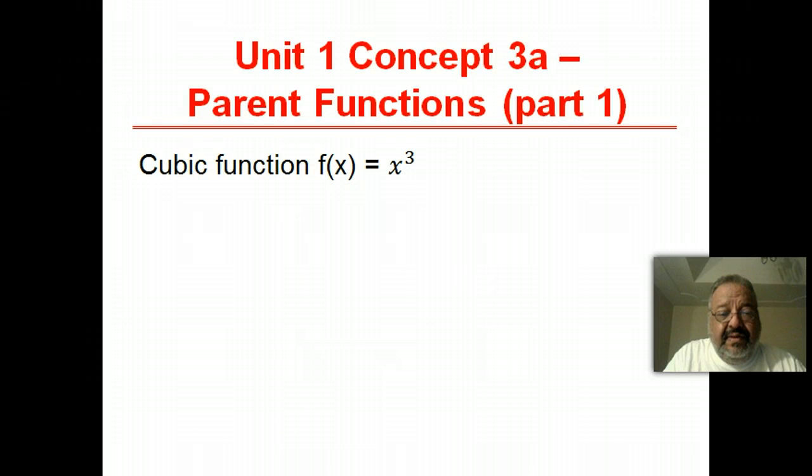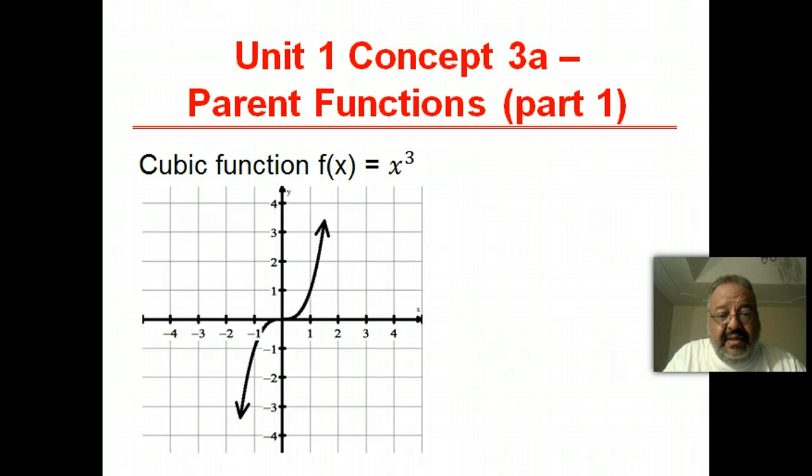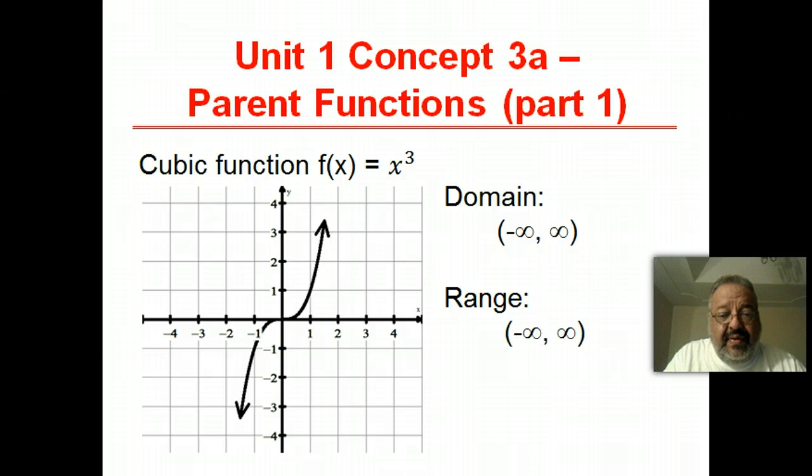Okay, the next function we have up is the cubic function. So the equation is f of x is equal to x cubed. It looks like this. It's a nice friendly little function. Now the domain and the range are going to be from negative infinity to positive infinity, and also for the range from negative infinity to positive infinity. That's because of the arrows. Okay, it goes forever to the left, forever to the right for the domain, and it goes forever up and forever down. That's for the range.